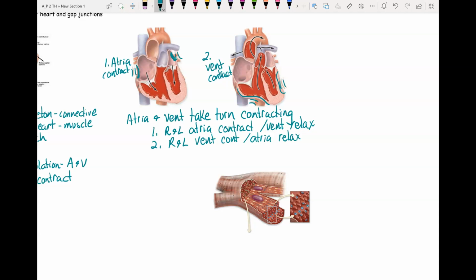The fibrous skeleton provides insulation between atria and ventricles. It's an electric signal that stimulates the contraction. And the fibrous skeleton insulates between the atria and ventricles so that that signal can't spread from atria to ventricles and vice versa.